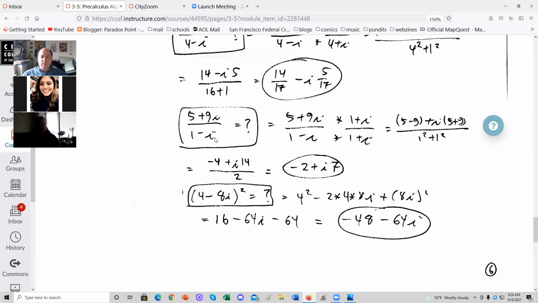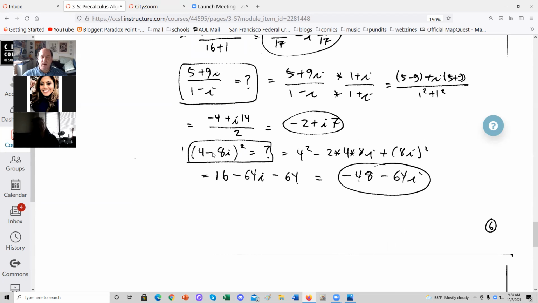5 plus 9i over 1 minus i. Multiply above and below by the conjugate of the denominator, 1 plus i. And okay, 5 plus 9i times 1 plus i. 5 times 1, and 9i times i is a minus 9, so 5 minus 9 for the real part. 9i times 1 plus i times 5 is 5 plus 9 times i. The denominator, a minus bi times a plus bi is a squared plus b squared. In this case, 1 squared plus 1 squared makes 2. Underneath, negative 4 plus i times 14. And a bit of arithmetic, minus 2 plus i times 7.